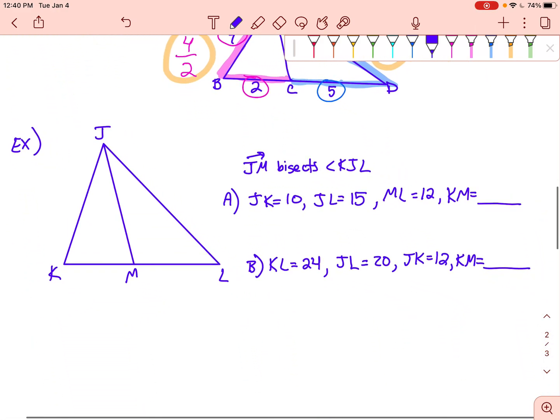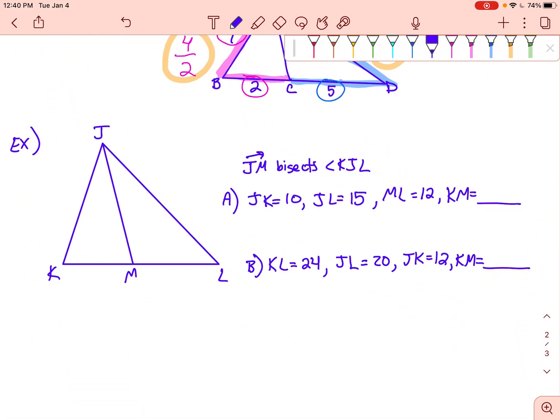So I'm going to do 2 examples with you guys for this. The first example is telling me that JK is 10, and if you want to pause the video and try these yourself and see if you get the right answer, that would be a very lovely idea. JL is 15, ML is 12, and it's asking us to find KM.